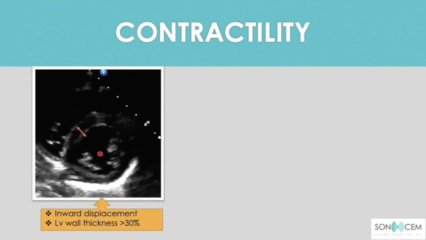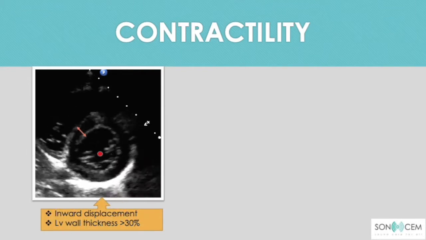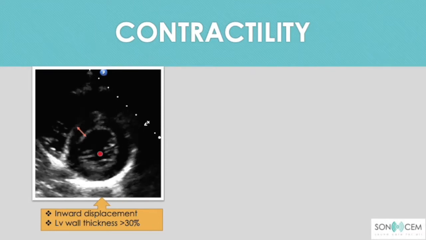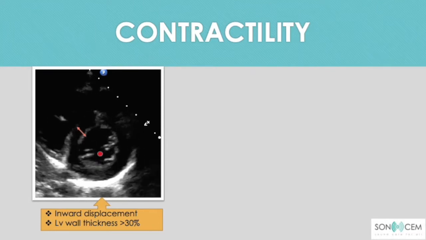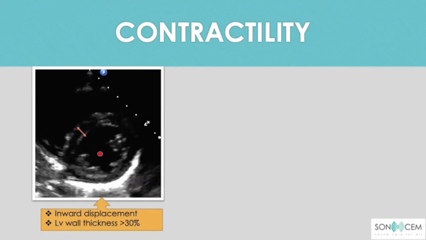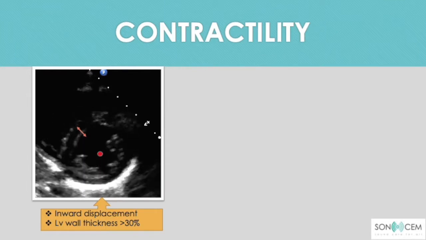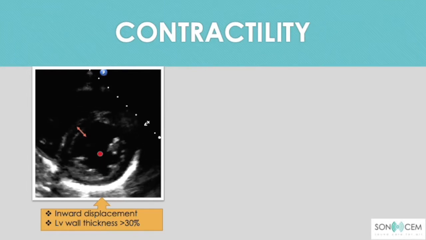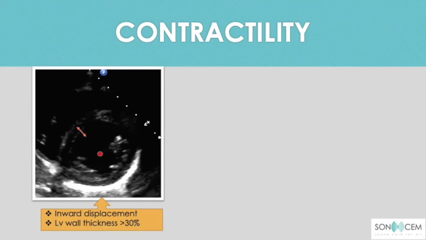Contractility. Contractility is an inward displacement and LV wall thickening of more than 30%. What is the meaning of this? When the LV relaxes, the wall is thin. When it contracts, the wall is thick. So, if the difference between the thin wall and the thick wall is more than 30%, we can say this LV has good contractility.